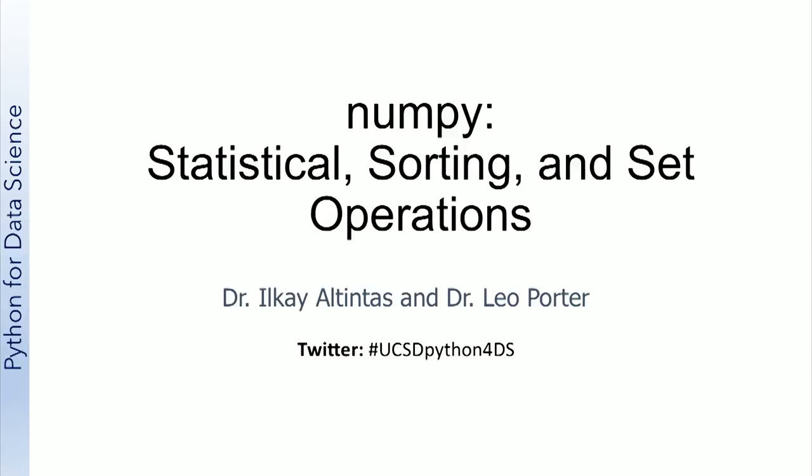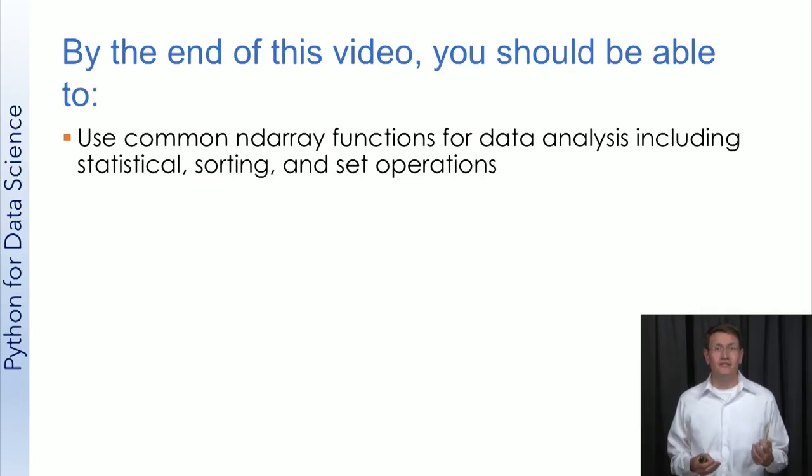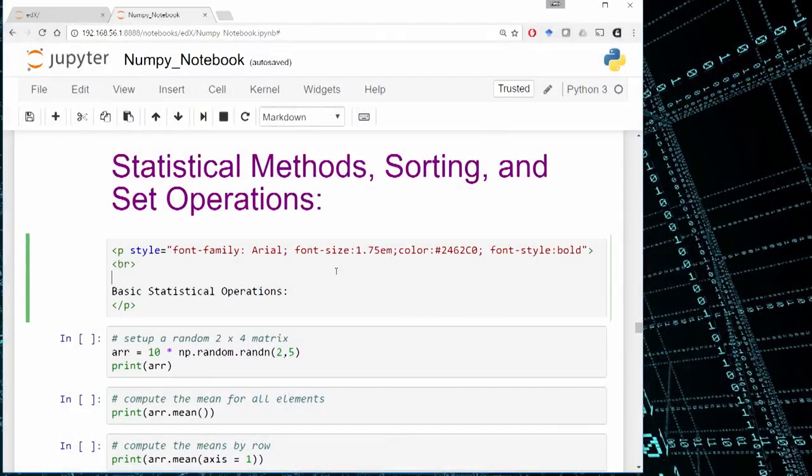We've seen some basic operations on matrices, including add, subtract, multiply, and others. Next, we'll dive into some of the more useful functions that you'll be using throughout the course. So by the end of this video, you should be able to use common ND array functions for doing data analysis, including statistical, sorting, and set operations. As this is a data science course, you'll be using basic statistical operations fairly frequently. Let's look at some of the common functions you'll use.